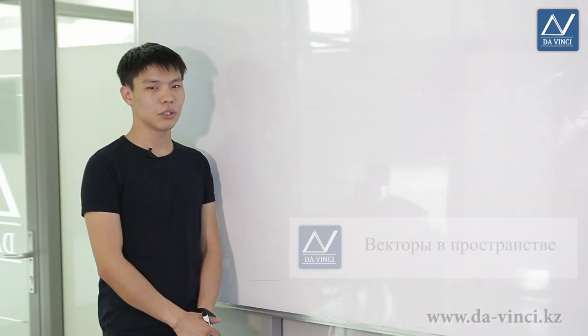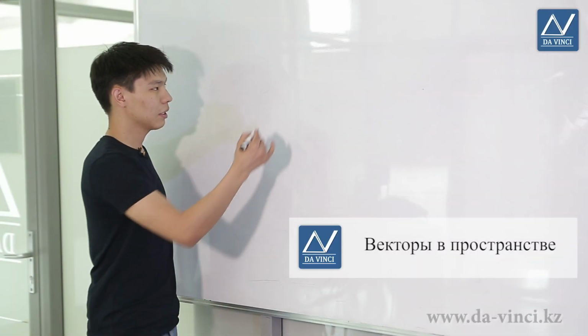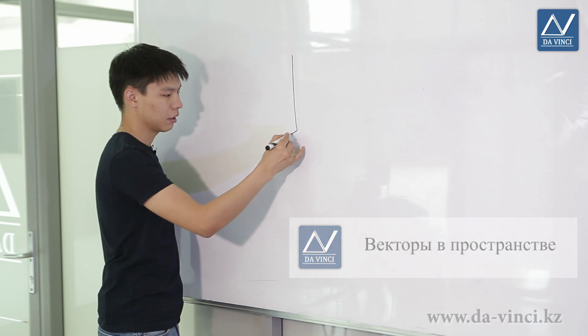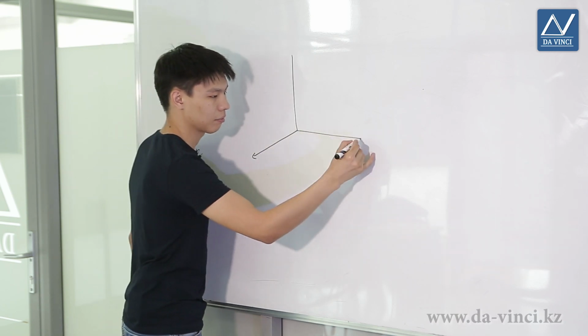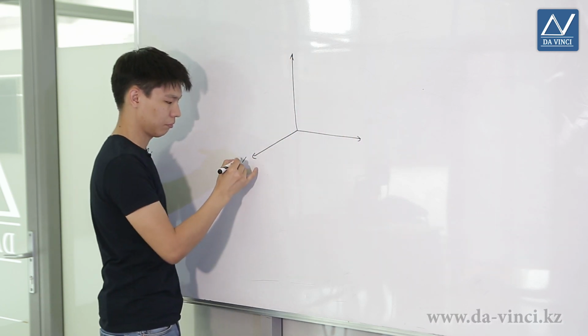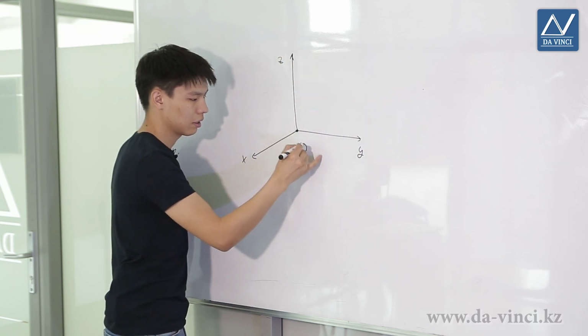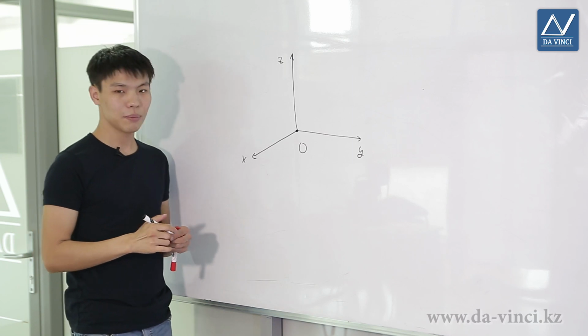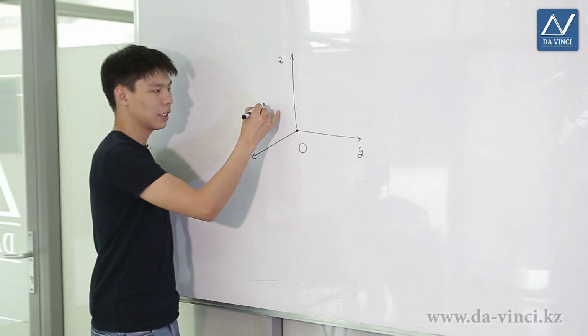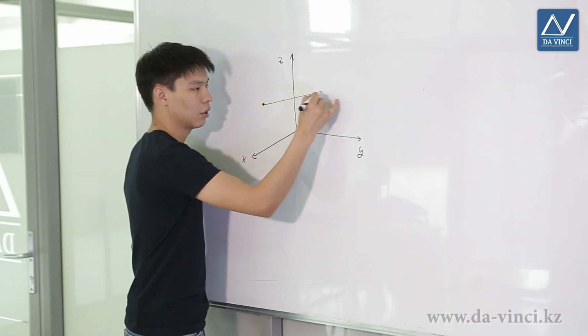Hi, in this lesson we will study vectors in space. Let's consider the coordinates x, y, z, a rectangular coordinate system. We know that a directed line segment is called a vector.